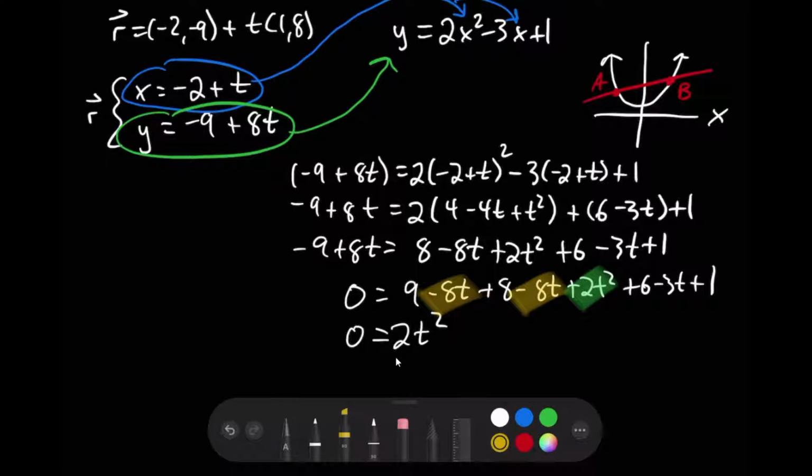Next, let's take a look at our t's. -8t minus 8t minus 3t. So -8 and -8 is -16. Minus another 3 is -19, so minus 19t. And then our constant. So 9 plus 8 is 17. Plus 6 is 23. Plus 1 is 24.